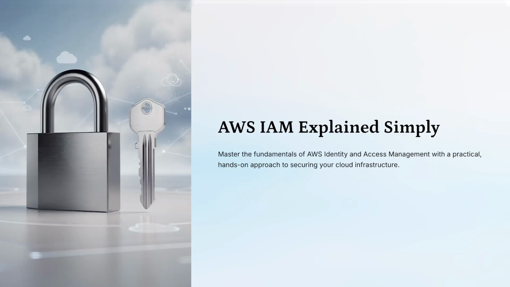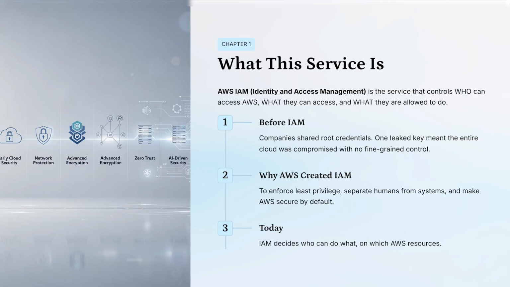Hi guys, so in today's video we are going to talk about one of the foundational and the very most important services in AWS. We are going to talk about Identity and Access Management, simply put as IAM. IAM is a service that controls who can access AWS, what they can access, and what they are allowed to do on AWS.